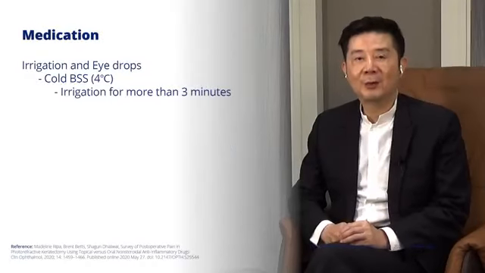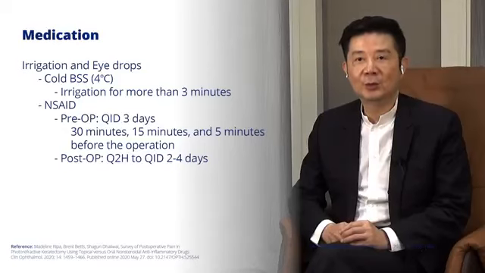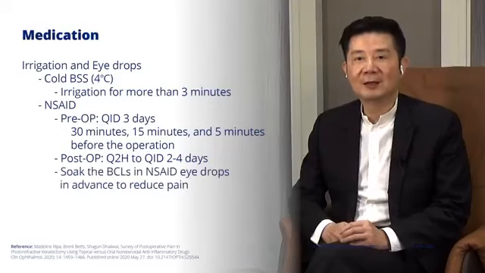During operation, we can apply cold BSS at 4 Celsius degrees to irrigate the cornea for more than 3 minutes. It will reduce the rise of temperature during laser ablation. We use NSAID eye drops in the preoperative period, QID for 3 days and 3 times in the half hour before operation. For the postoperative period, QID to Q2H for 2 to 4 days, or you may soak the bandage contact lens in NSAID eye drops in advance to reduce pain. It can reduce haze and regression too.